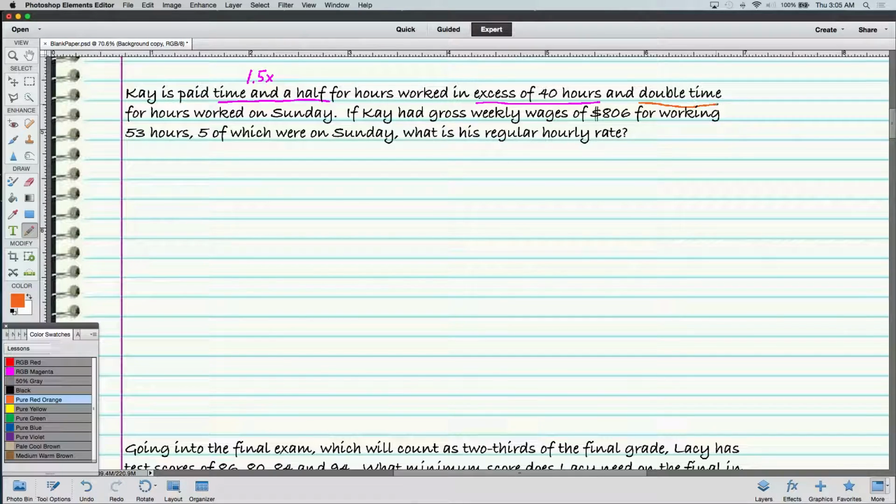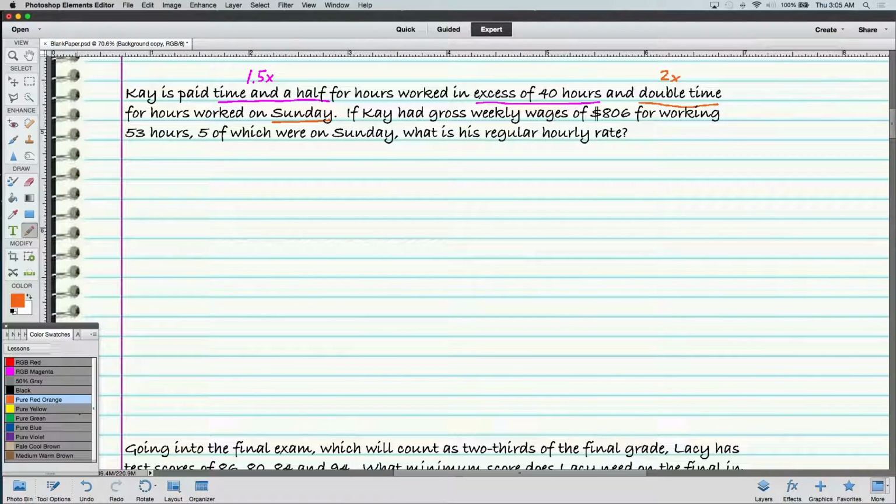Double time, and what does double time mean? Well, double time just means 2 times the amount for hours worked on Sunday. Okay, so not overtime. I mean, it could be overtime, but no matter when it is, if it's worked on Sunday, you're getting paid 2 times your hourly rate.